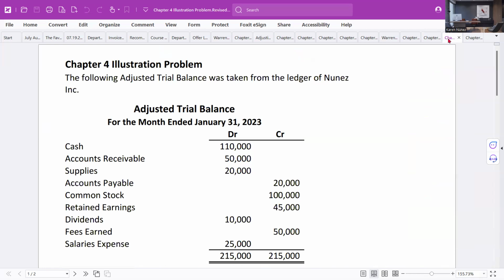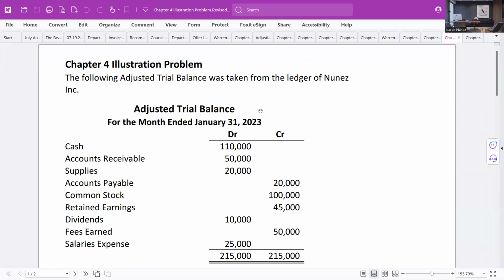That's right here. So this is the illustration problem. In this illustration problem, I want to do the two things that I just talked about. One, prepare financial statements, and two, close the accounts. So if we're going to prepare financial statements, that means that we're going to use the adjusted trial balance. Everything that we need to prepare financial statements comes from the adjusted trial balance.